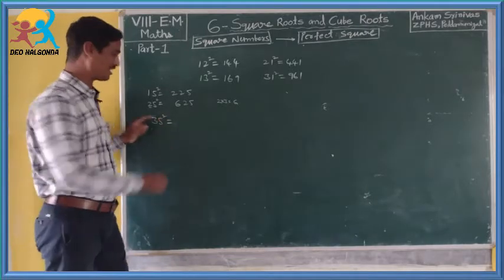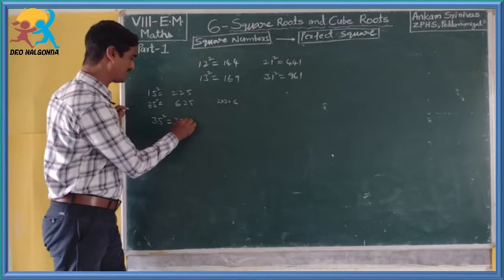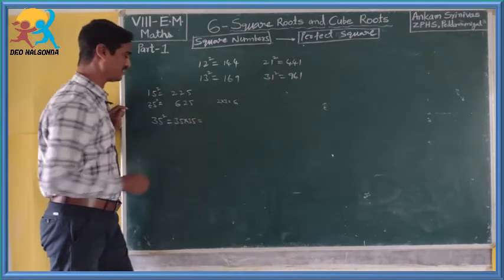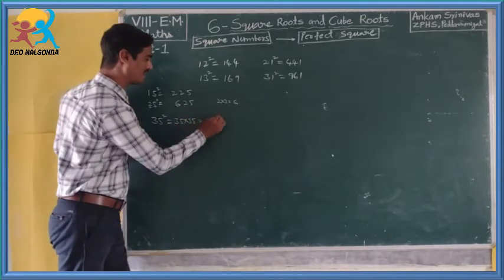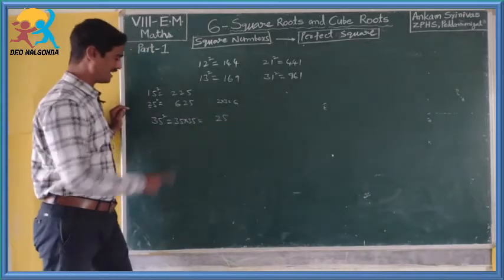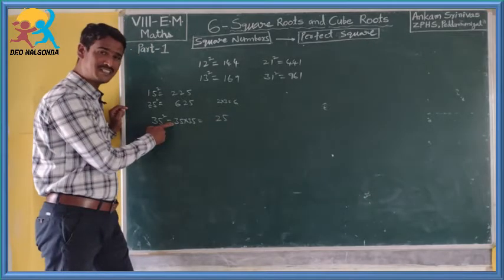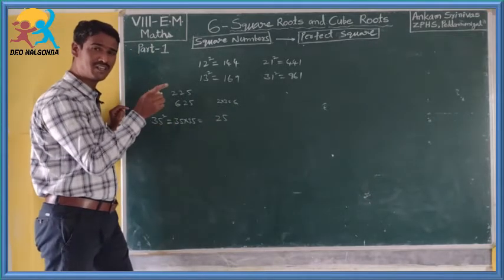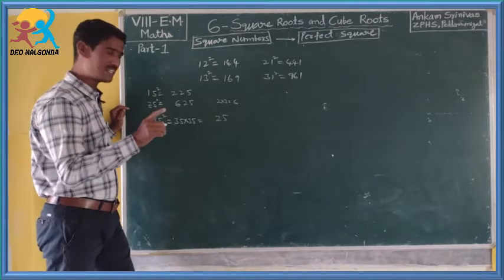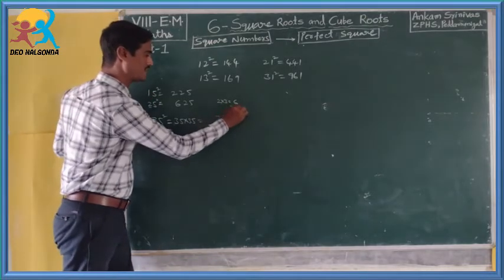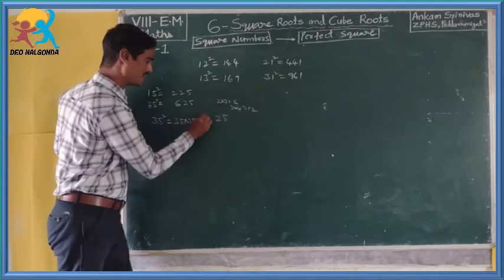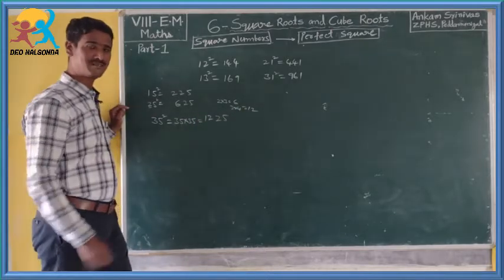35 square. We require 35 into 35. 35 square means 35 into 35. First, take 25 at the end, and the tens digit 3. So 3 plus 1, 4. 3 4s are 12. So 1225.